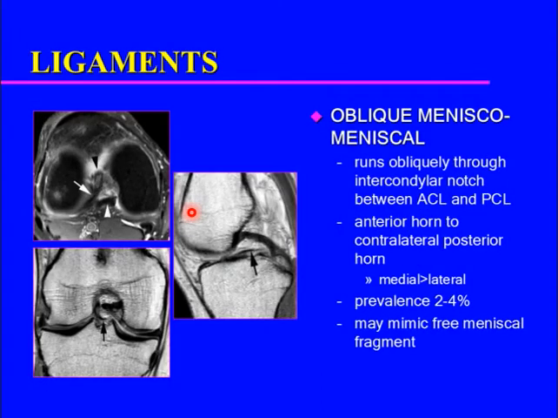Regarding the ligaments, there are a lot of variants. The most important one is the oblique meniscal ligament, which runs obliquely through the intercondylar notch between the ACL and the PCL. You can see it in the intercondylar notch, from the anterior horn to the contralateral posterior horn. It's oblique, from the anterior horn to the opposite posterior horn. It's more obvious on the medial side, is prevalent in up to 4%, and may mimic a free meniscal fragment.